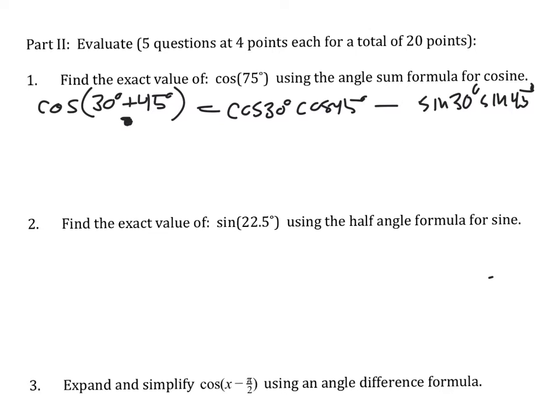Cosine of 30 degrees is 1/2. Cosine of 45 degrees is root 2 over 2 minus. Sine of 30 degrees is, no, I made a mistake, folks. Shooting from the hip. Cosine of 30 degrees is not 1/2. Sine of 30 is 1/2. The sine of 45 is root 2 over 2.